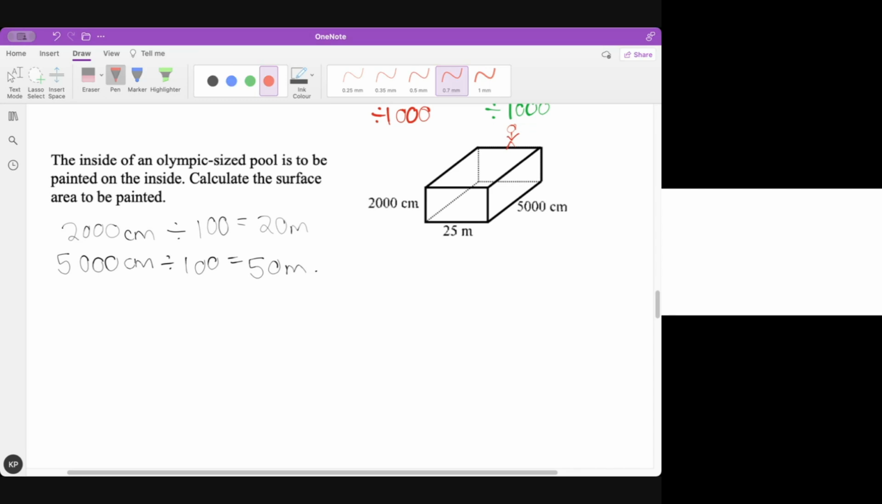Now, we need to figure out, of that whole story of length, breadth, height, which one of those surfaces we are leaving out. So let's get going. What's my length in this case? Let's first identify the length.